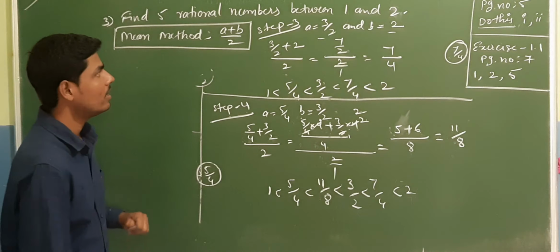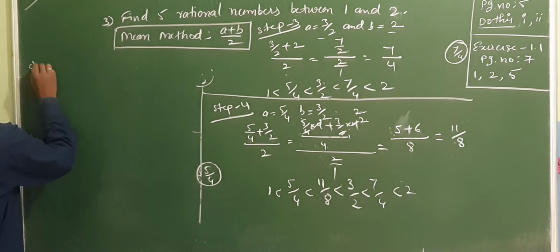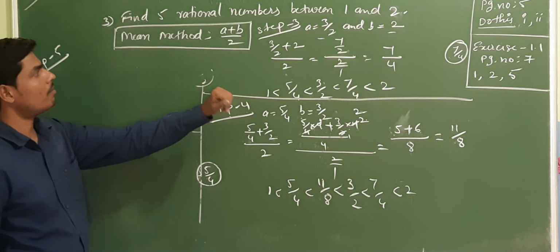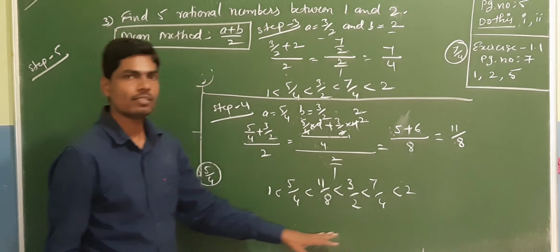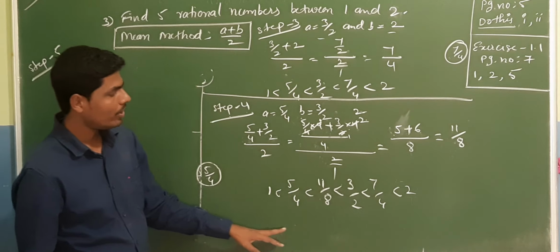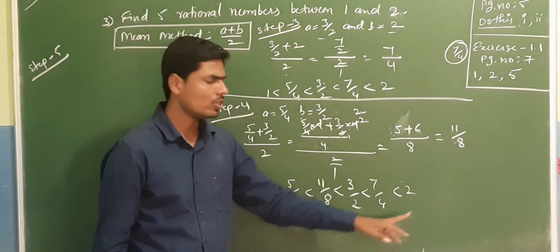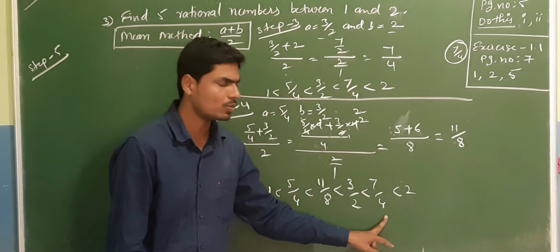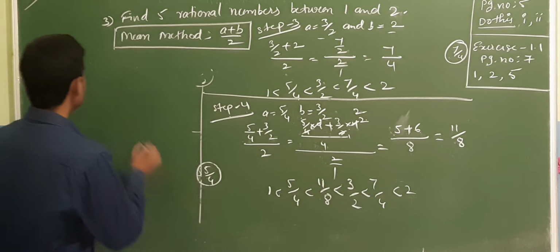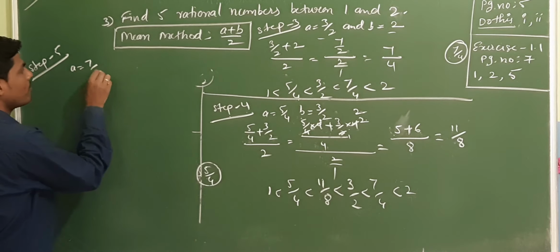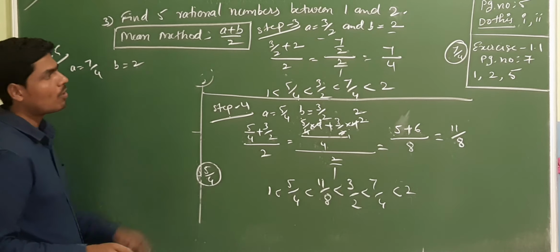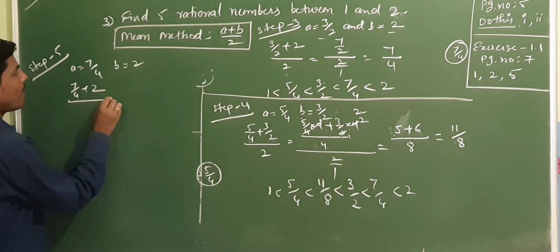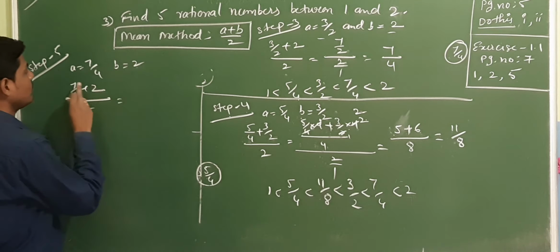And the last rational number, that is step 5. Take any two rational numbers from this. So I am taking 7 by 4 and 2 now. You can take any two consecutive rational numbers. I am taking these two, that is 7 by 4 and 2. A is equal to 7 by 4 and B is equal to 2. Now apply this main formula. 7 by 4 plus 2, by 2, is equal to 7 by 4 plus 2.